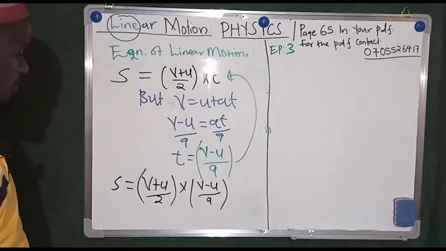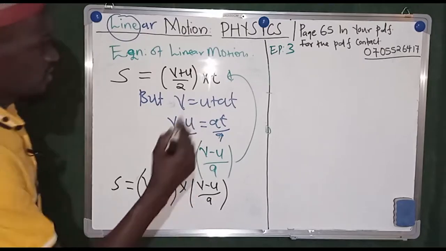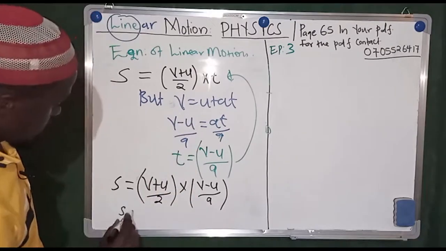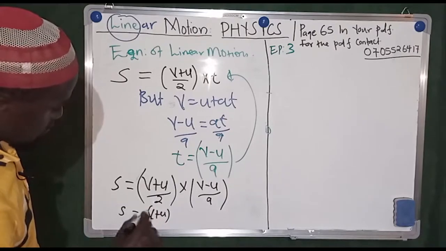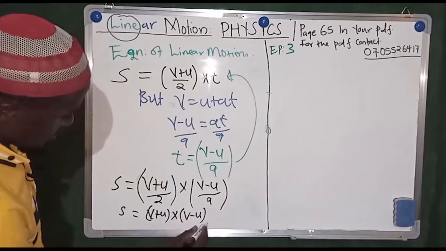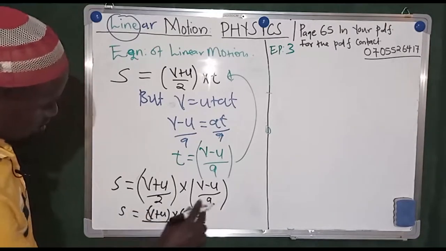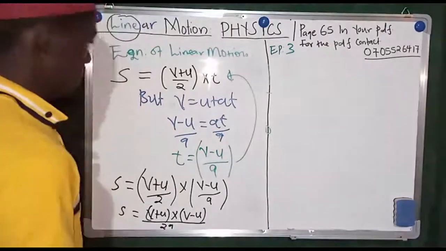What do you do here? You multiply the numerators and the denominators. So our s will equal v plus u, then times v minus u, then divided by 2 times a, which is 2a, like that. Now what do you get?